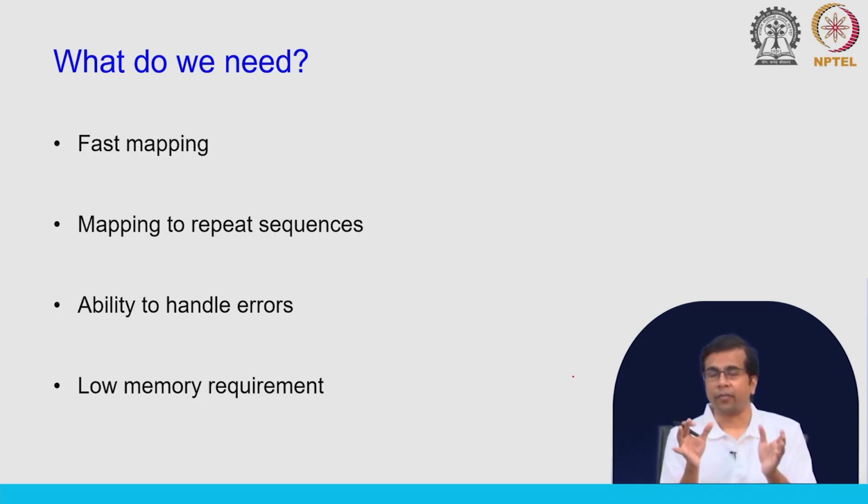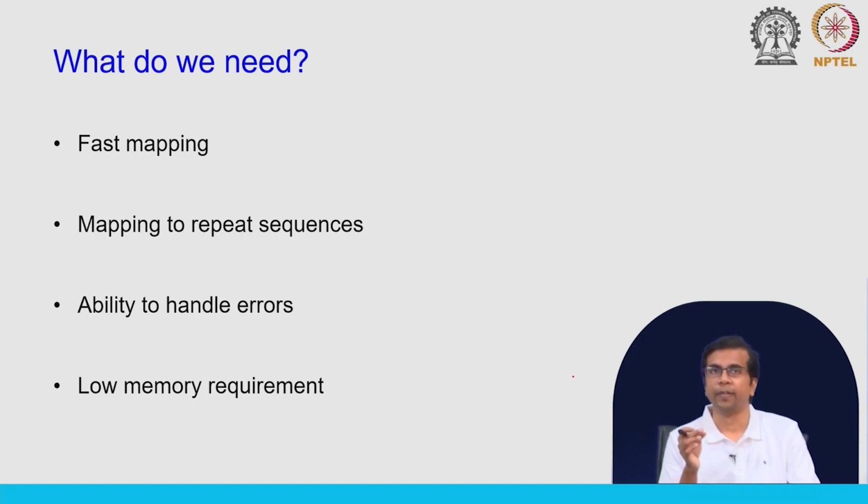So, after this discussion, what do we actually need? We need a really fast mapping, which this tool does. Mapping to repeat sequences, it should be able to handle these multiple matches very well, which is where there is some problem with this method. Ability to handle errors: this method does that very well. Low memory requirement: again this is where this method would fail, because it requires a lot of memory or storage.